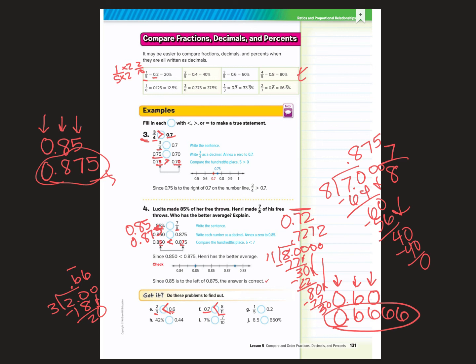Okay, so the main takeaway from this lesson is you need to make sure they're in the same format: both decimal, both percent, or both fractions. Decimal's probably the easiest because again, you don't have to deal with the common denominators. It's a little easier that way.